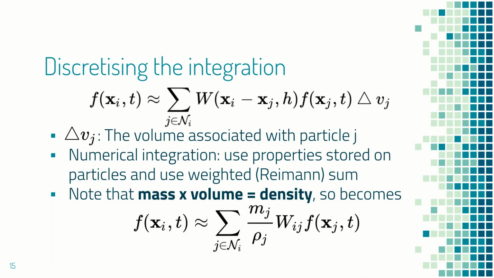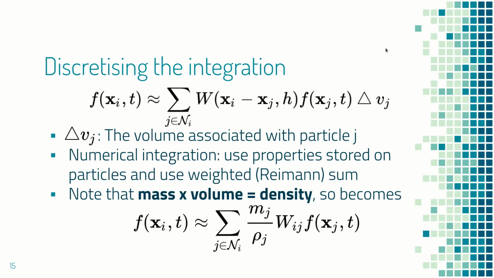What we do first is we discretize this principle by saying, okay, what we want to do is evaluate the integration at the sites of the particles. So we want to evaluate the function at each particle based on the function value at all the neighboring particles. So we're going to discretize that integral into a sum.